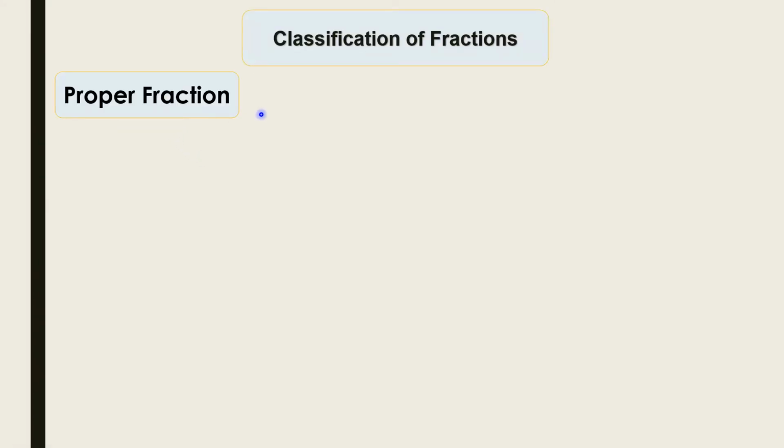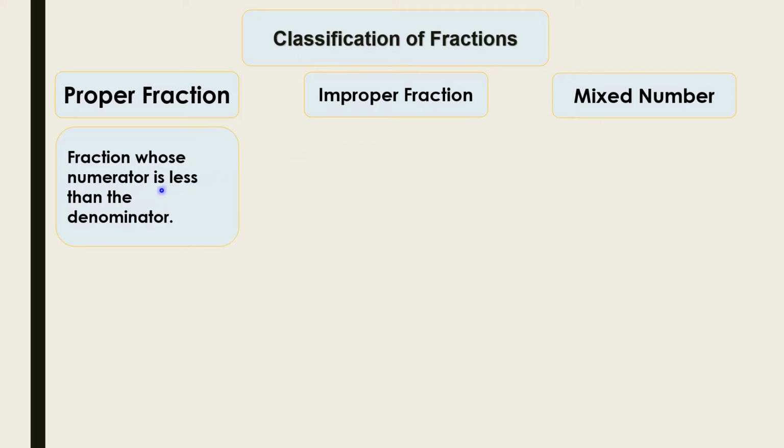So let's classify fractions. First is proper fraction, improper fraction, and mixed number. So what is a proper fraction? A proper fraction is one whose numerator is less than its denominator. So these are examples: 5 over 7, 2 over 3, 7 over 9. Those are all fractions whose numerator is less than its denominator. So that is a proper fraction.